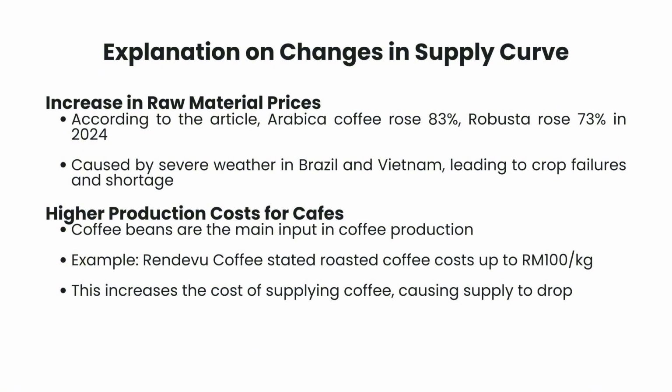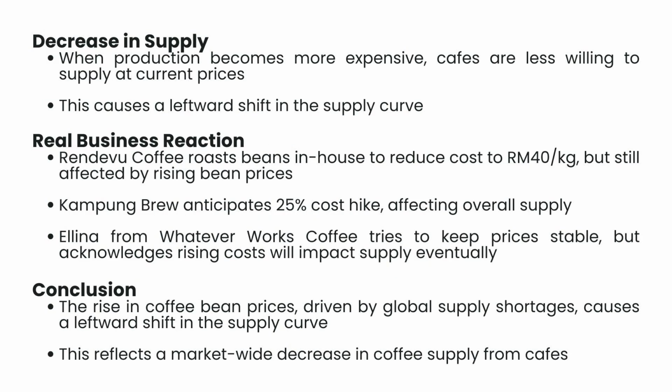Coffee beans are the main input to coffee production. For example, Readyview Coffee Estate's day roast coffee now costs up to RM100 per kilo. The increase in input costs raise the overall cost of supplying coffee, which in turn causes a decrease in supply. When production becomes more expensive, cafe are less willing to supply coffee at the same price. This causes a leftward shift in the supply curve, meaning supply decrease. Looking at real business reaction, Readyview Coffee tried to manage cost by roasting beans in-house, reducing cost to RM40 per kilogram, but they are still affected by rising bean price.